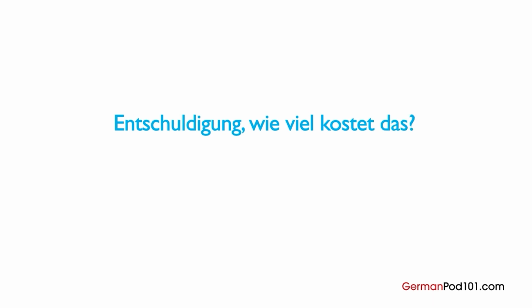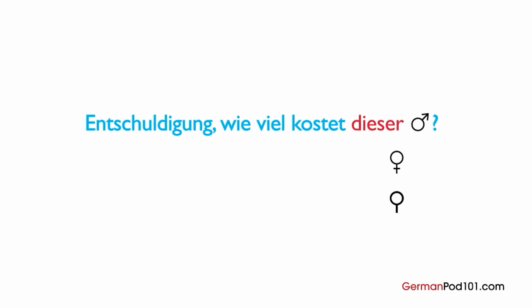If we want to be more specific when asking how much is this and refer to a certain type of object, we first need to drop the word das. Next, we need to know if the object is a masculine, feminine or neuter object. If it's masculine, add dieser when referring to it, or diese for a feminine object and dieses for a neuter one. And then say the noun.